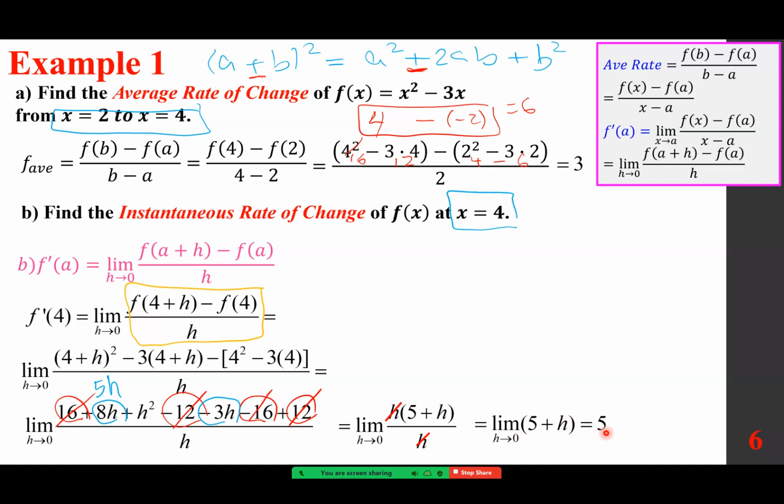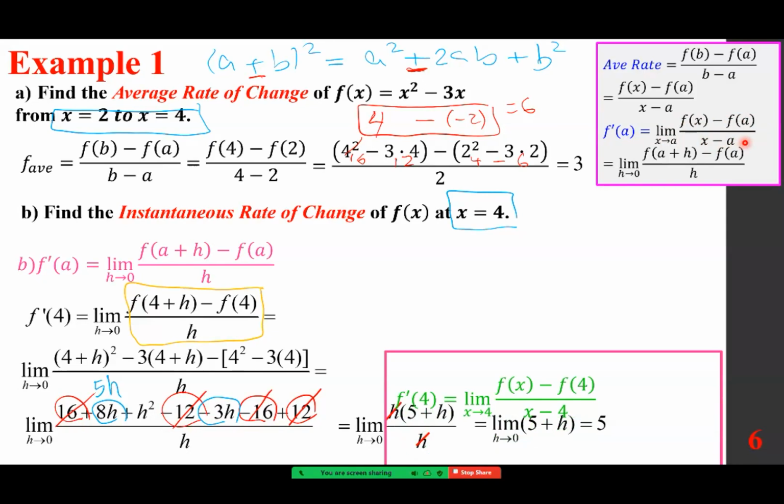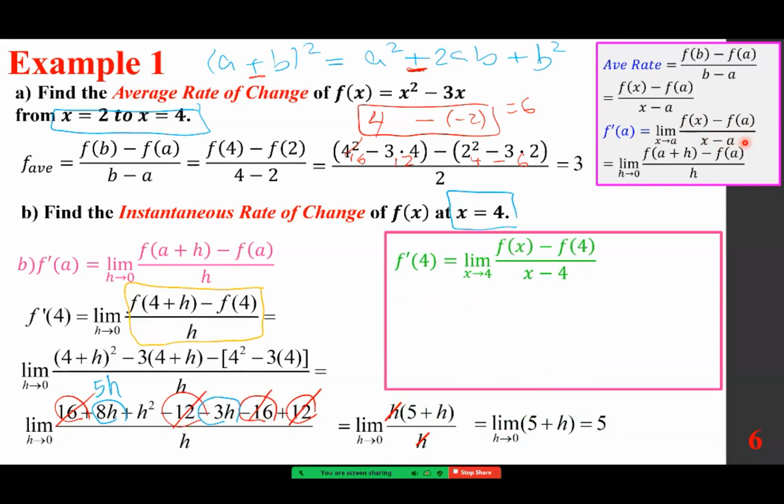However, for practice, I want to use this one too, and it should give me the same answer. So I want f prime of 4, which is the limit as x approaches 4 of f of x minus f of 4 over x minus 4. And again, class, you don't have to do that. I'm just doing it for practice, making sure we are exposed to both methods.